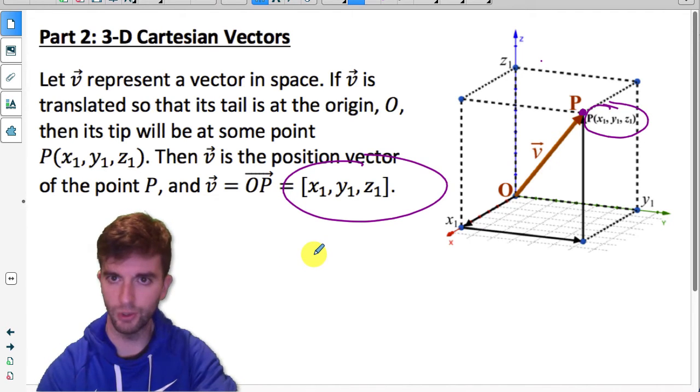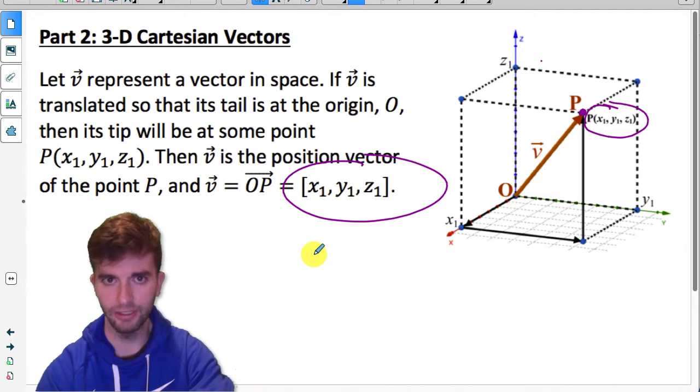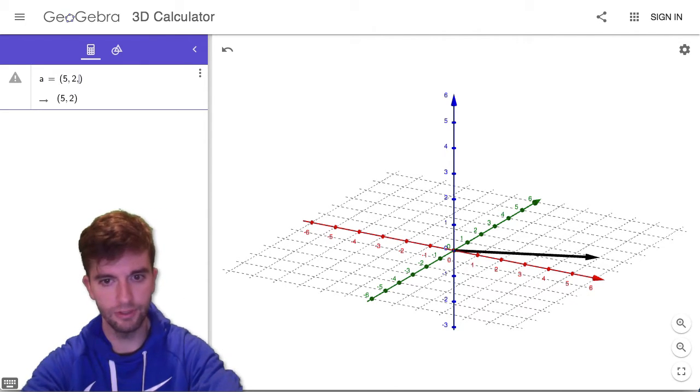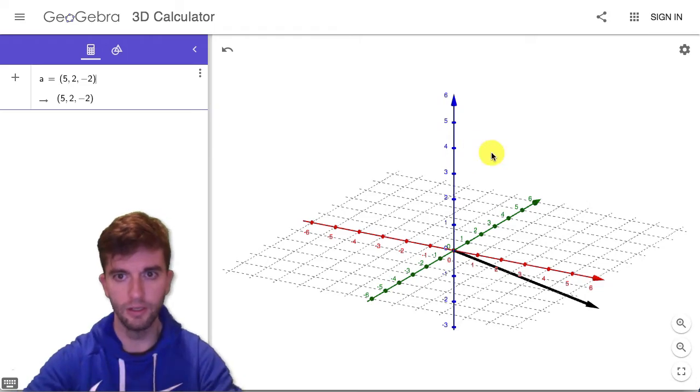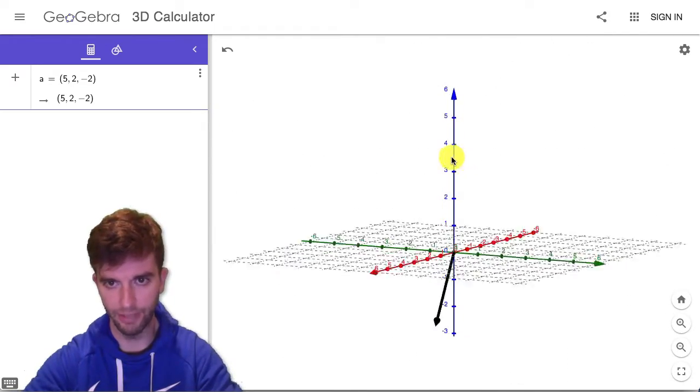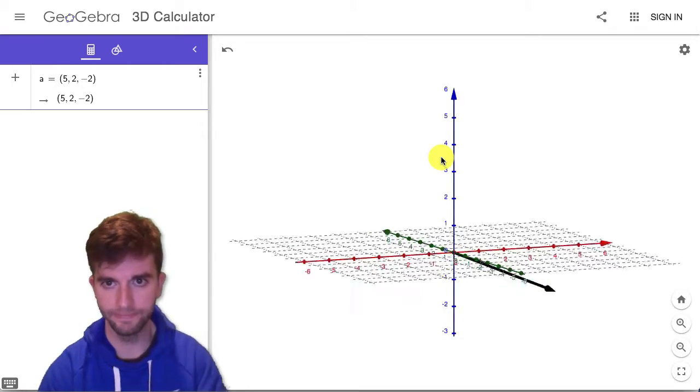So let me just let you visualize a vector in 3 dimensions quickly. So let me just make up a random vector. Let's say vector [5, 2, -2]. So there's the vector. Let me move around a little bit so you can see that this vector is in 3 dimensions, and this is what it looks like.